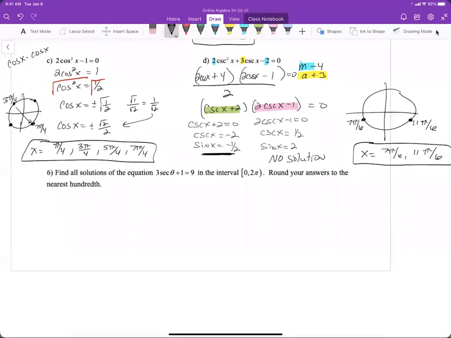All right, I got my calculator. So we have this equation right here that we're going to solve. And notice it says round your answers to the nearest hundredth. So we're not going to be using our unit circle to give exact answers. We're actually going to use the calculator to solve.